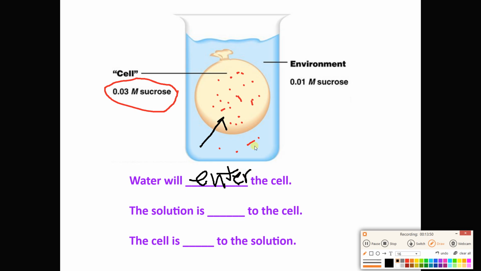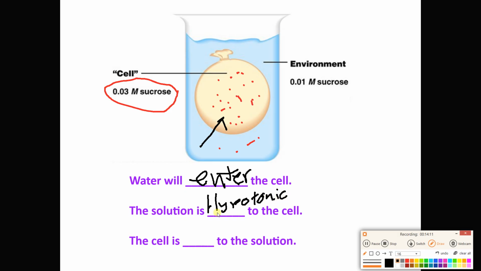So the solution has less particles. Well, what's the word for that? Less particles, lower particle concentration. So my prefix I'm going to use is hypo. My solution is hypotonic to the cell.